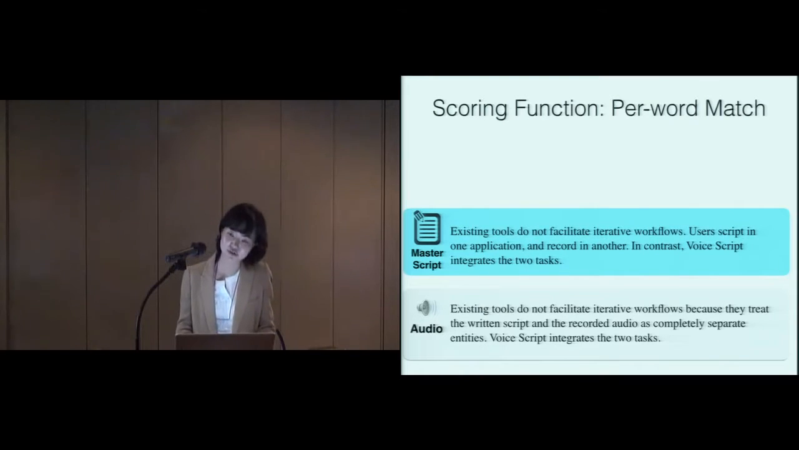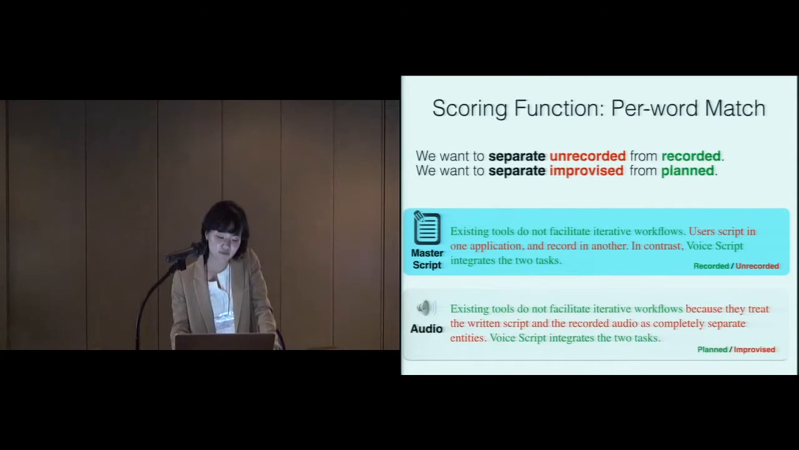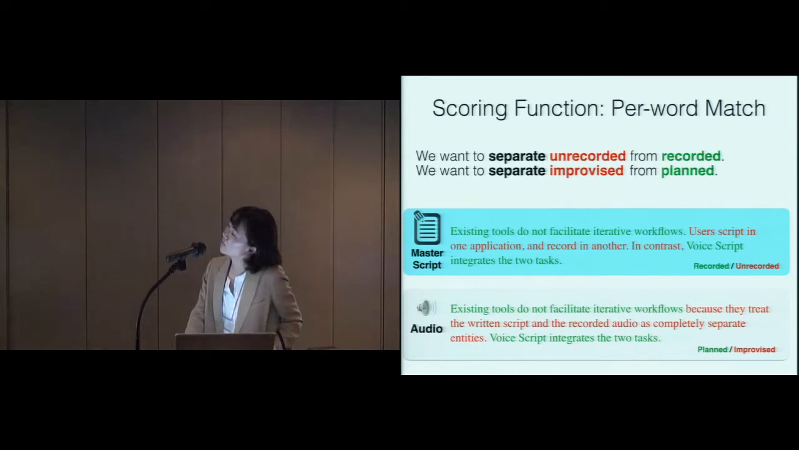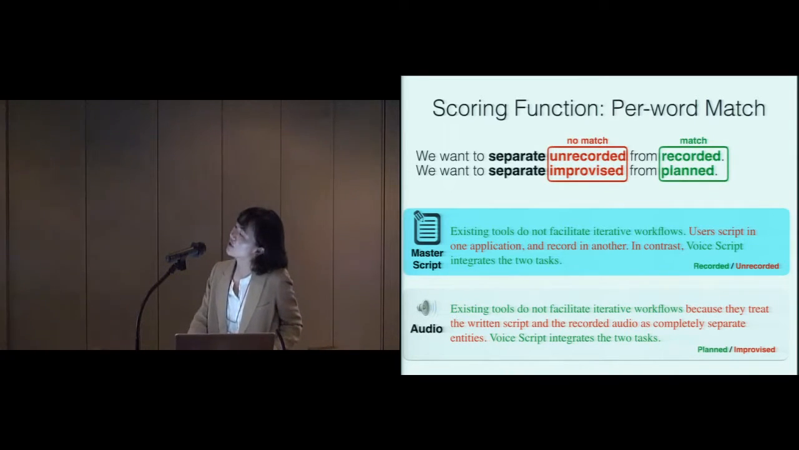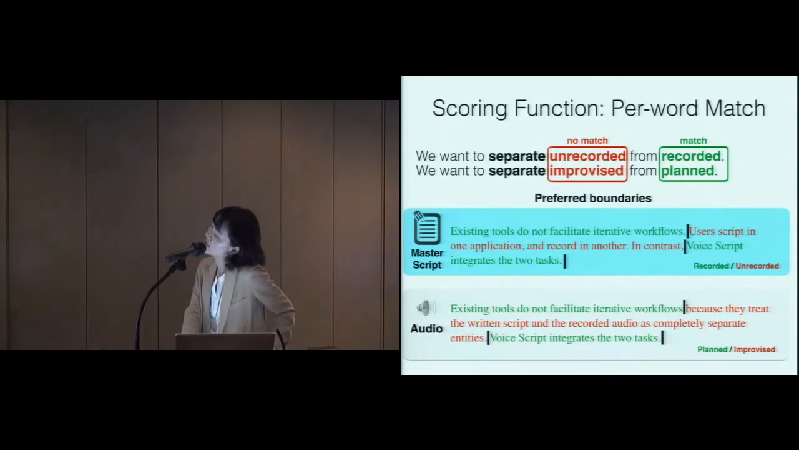Secondly, we compare the master script to the audio, and we want to know which parts are recorded and which parts are still missing, so that I have to record them in the next sessions. So we want to separate unrecorded parts from recorded parts. Also, when we are merging the audio into the master script, it will be useful to know if some parts were improvised versus parts that were planned in the script. If we look at this from the perspective of the per-word match that we computed previously, it means that we want to separate words that have a match from the words that don't have a match. So the preferred boundaries in this case will be in these locations.